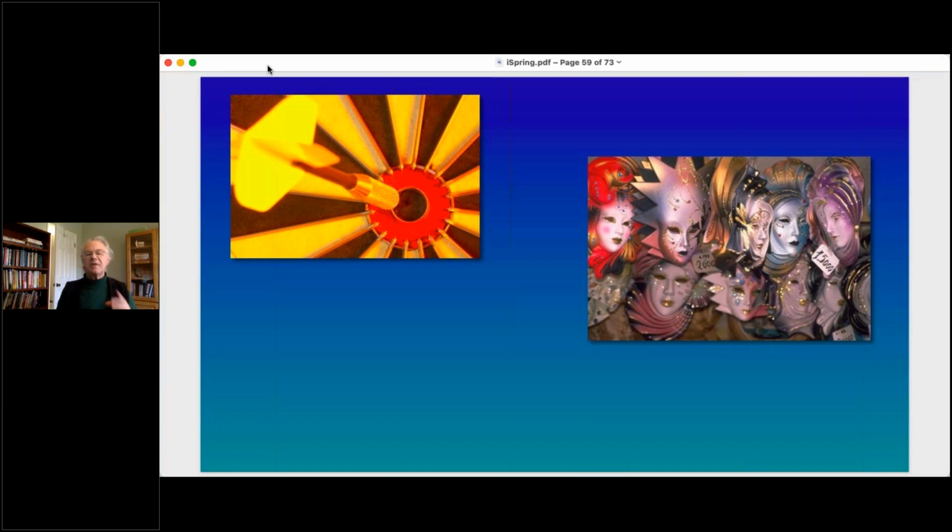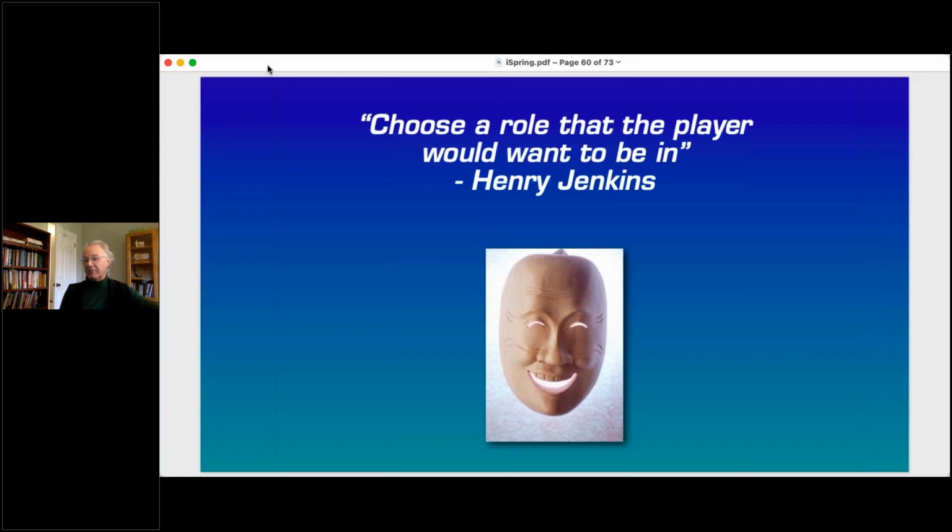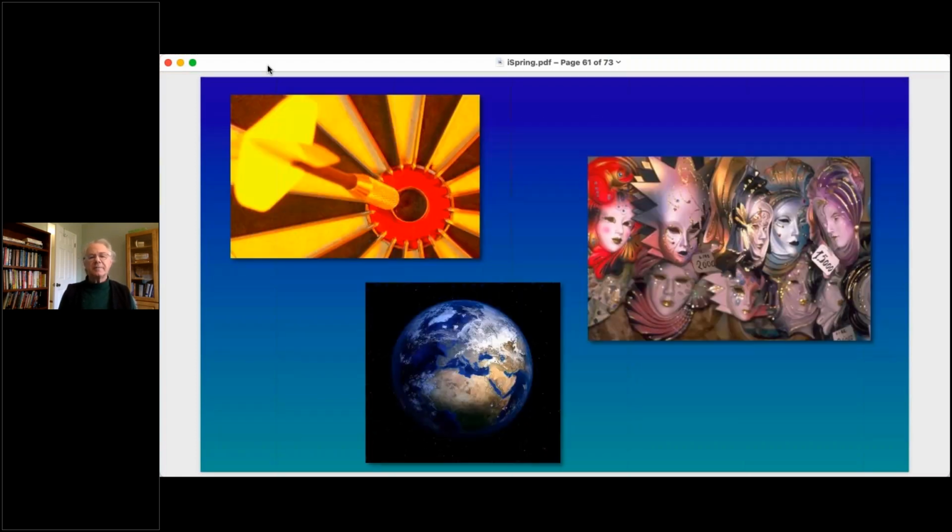We can embed this in a fantasy, because the third thing, although before I go to that third thing, I will mention Henry Jenkins had a really nice heuristic here about the role. Put the player in a role they would like to be in. And that's true for game design, but it's also true for learning game design. Have them in a role that they recognize as somebody that would be doing this, but it's an interesting role to play. And in fact, here's the quote: choose a role that the player would want to be in, Henry Jenkins. As a heuristic, but it's, I think, one of the more insightful guidances I've seen about design. And I've done a lot of game design.